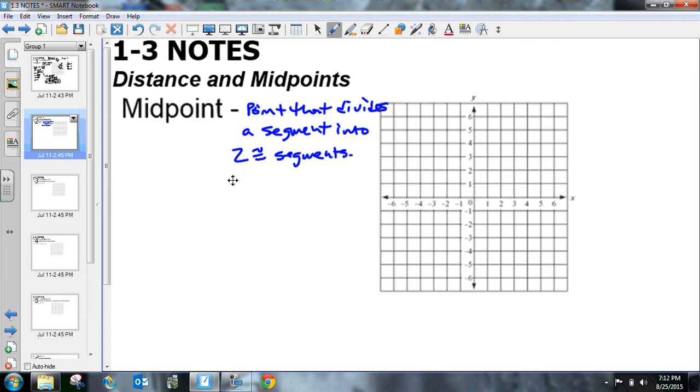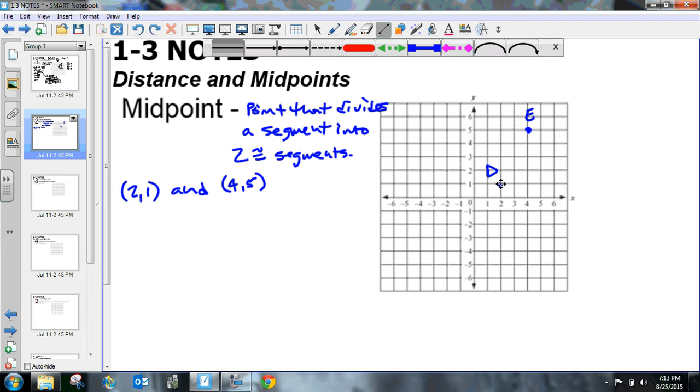So let's plot a couple of points here. I'm going to plot the point 2, 1, and I'm going to plot the point 4, 5. I'm going to do that here, 2, 1, and then 4, 5. I'm going to call this point D and this point E. I'm going to connect those with a line segment.